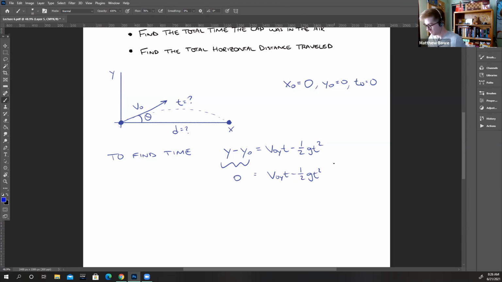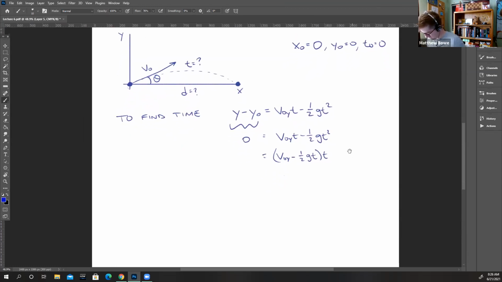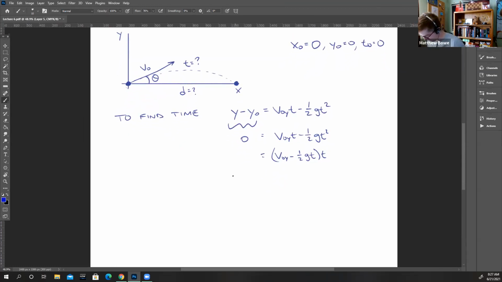This turns into something with two solutions. Let me factor out a t of this equation. So t times v naught y minus 1/2 g t. I'm just taking a t out, putting it outside of the parentheses. So we say that there's a solution when t equals 0. I could just divide this whole thing over, and t equals 0.